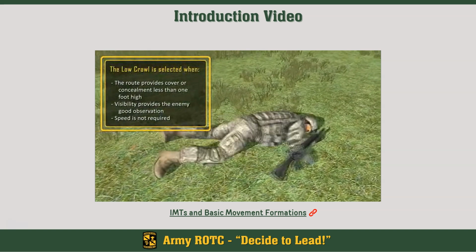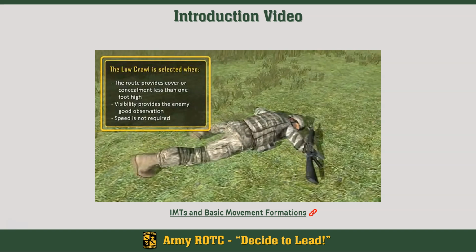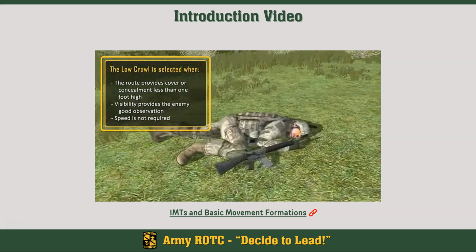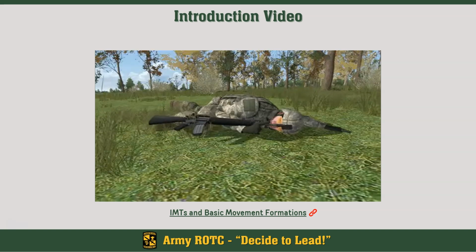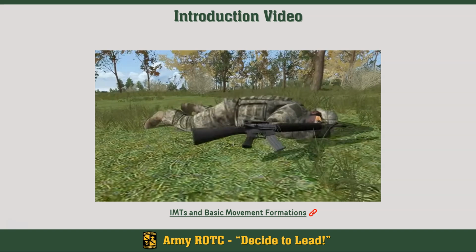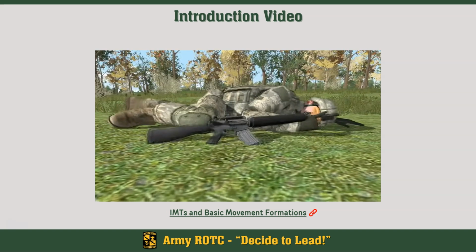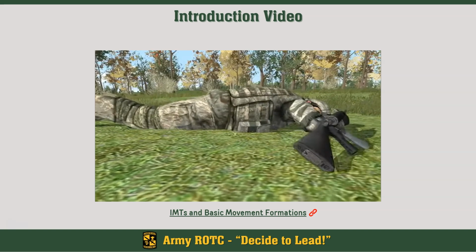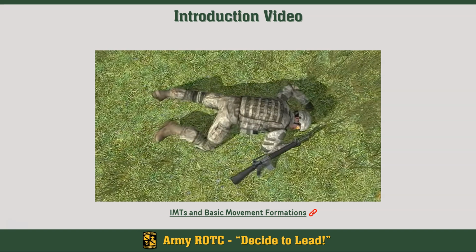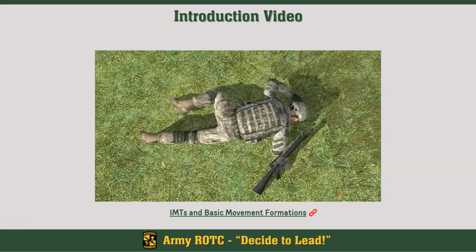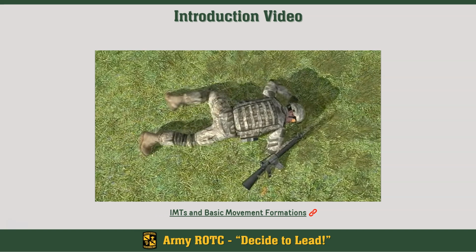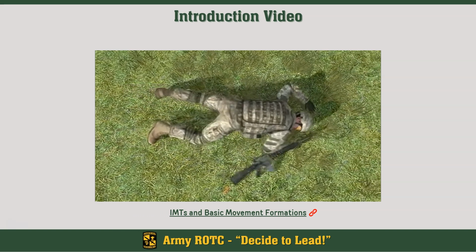The low crawl is selected when the route provides cover or concealment less than 1 foot in height. Visibility provides the enemy good observation, and speed is not required. Keep your body as flat as possible to the ground. Hold your weapon by grasping the sling at the upper sling swivel, letting the handguard rest on your forearm and the butt of the weapon drag on the ground, thus keeping the muzzle off the ground. Move forward by first pushing both arms forward and pulling your right leg forward, then pulling with both arms and pushing with your right leg. Continue this push-pull method, changing legs as necessary until you reach your next position.